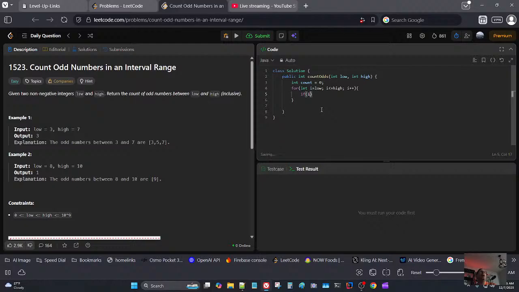If i modulo 2, because that'll determine its oddness, equals 0, then, I guess it doesn't equal 0. Then count plus plus, and I think that'll do it, but I don't think it's the most efficient way to do it. But we'll see if we can get this to work.